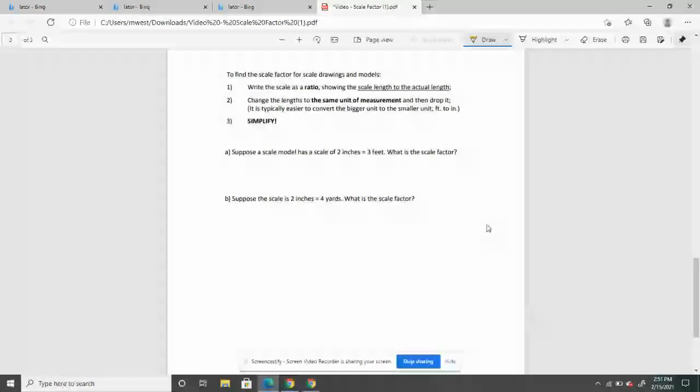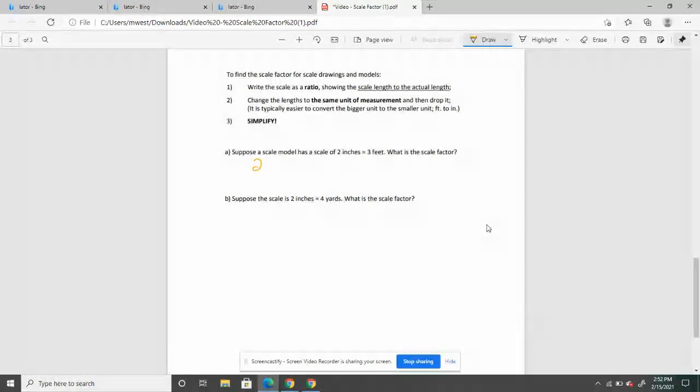So to find the scale factor for scale drawings and models, we're going to write the scale as a ratio, which is what we've done, showing the scale length to the actual length. Change the lengths to the same unit of measurement and then simplify. It typically is easier to convert the bigger unit to the smaller unit, as in feet to inches, and then simplify. All of those we did before were the same unit, so that wasn't hard.